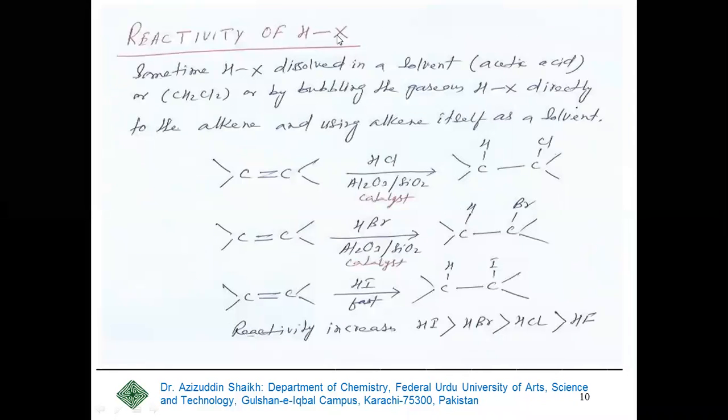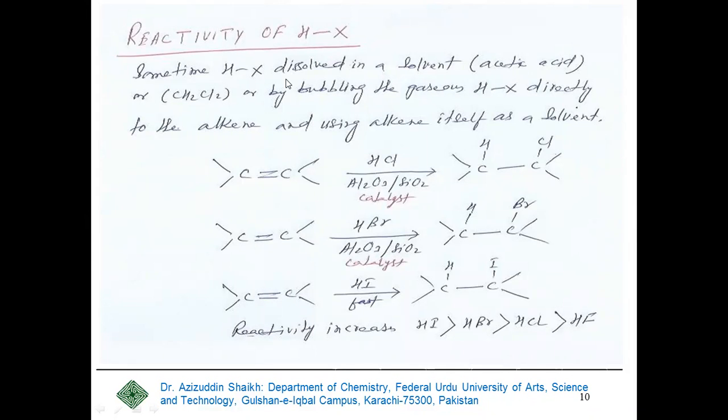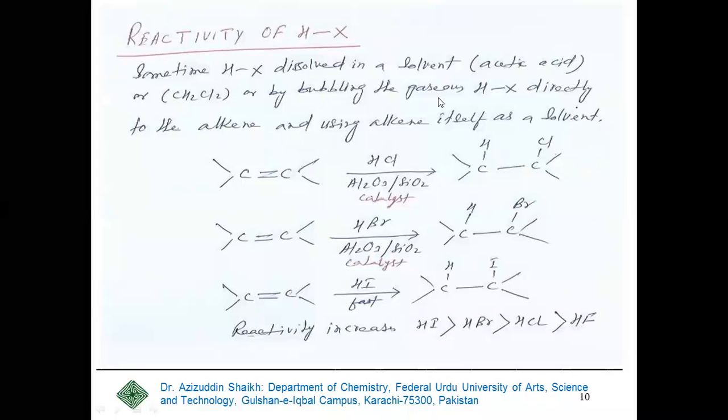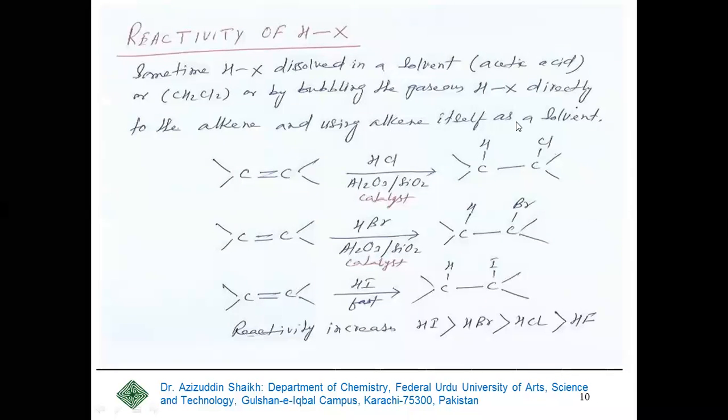What is the reactivity of HX towards carbon double bond carbon? Sometimes HX is dissolved in a solvent. Acetic acid we use as a solvent, and HX will be dissolved in this solvent, or dichloromethane. Both can be used as a solvent for the solubility of HX, or we can bubble the gases. Sometimes we use HCl, HBr, HI in their gaseous state. So the gases are passed directly into the alkene, and the alkene acts as its own solvent.